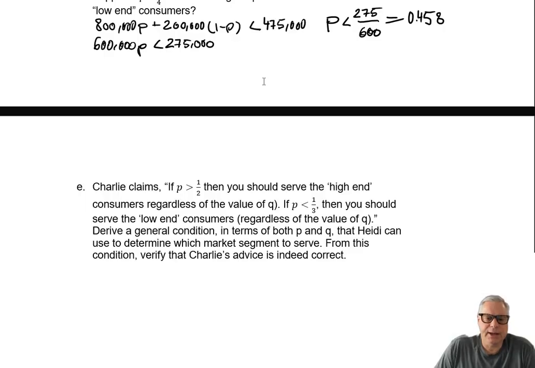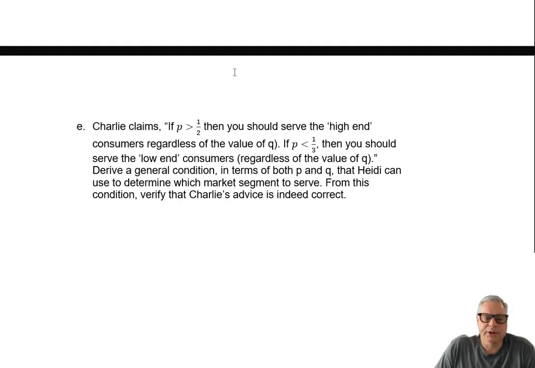Okay, so now Charlie claims that if the probability for a favorable condition in the high-end market is greater than 1/2, you should serve the high-end consumers regardless of the value of Q. And if the probability is less than 1/3, then you should serve the low-end consumers regardless of the value of Q. So derive a general condition in terms of both P and Q that Heidi can use to determine which market segment to serve. From this condition, verify that Charlie's advice is indeed correct.